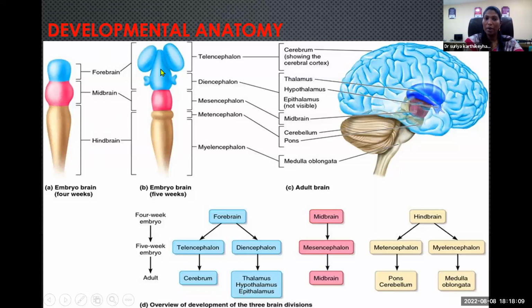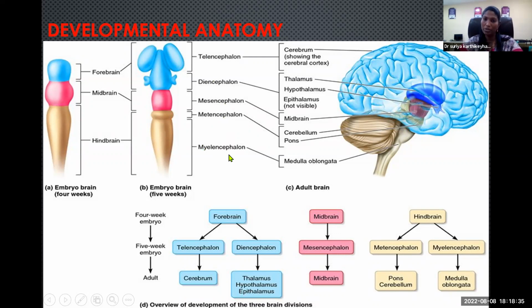It is going to form another 5 vesicles. The forebrain will be subdivided into 2 more parts, that is telencephalon and diencephalon. The midbrain will form the mesencephalon, whereas the hindbrain is divided into metencephalon and myelencephalon. So from cranial to caudal, the 5 vesicles are named telencephalon, diencephalon, mesencephalon, metencephalon, and then myelencephalon.